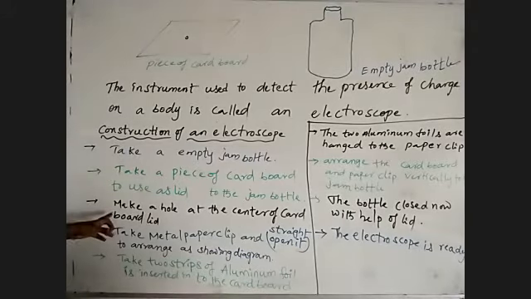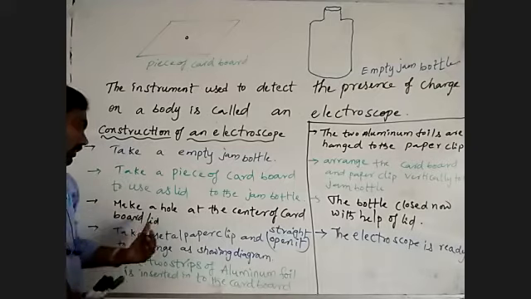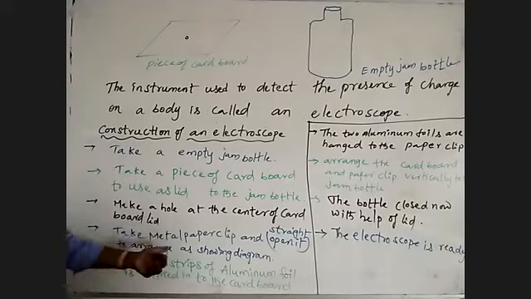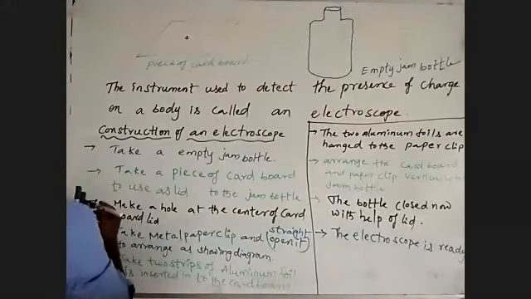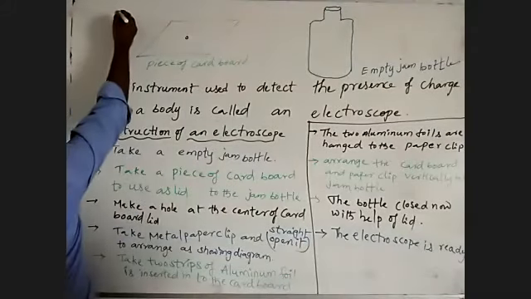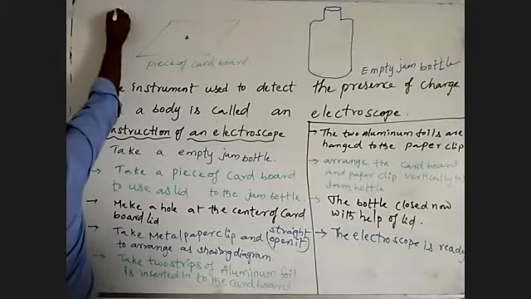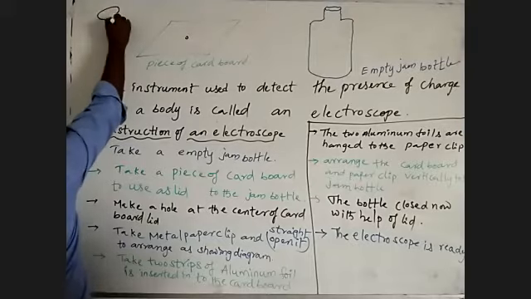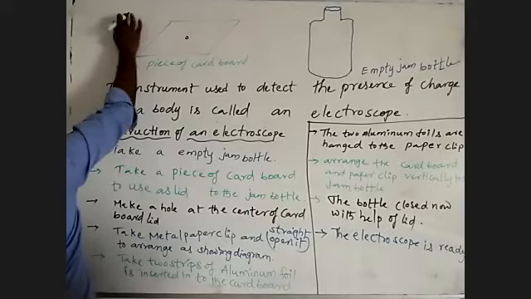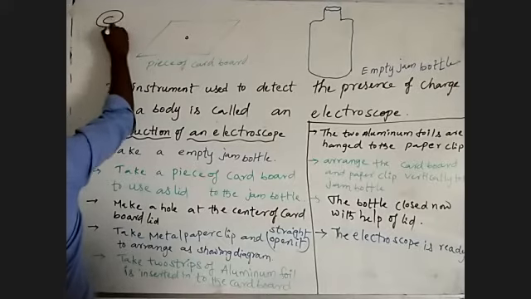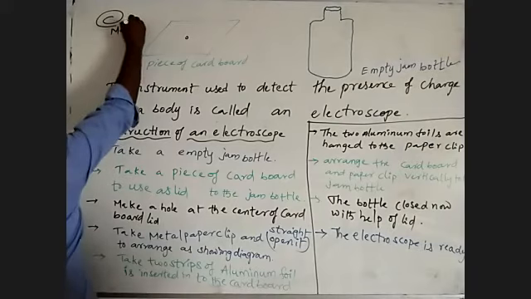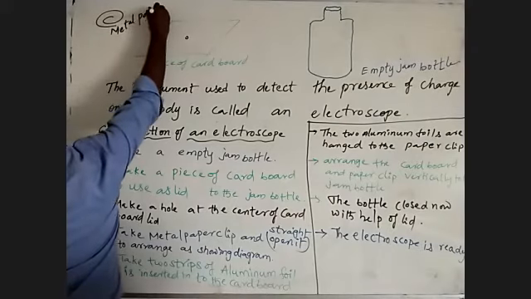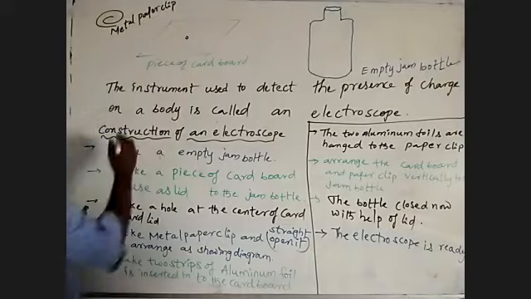Then after, make a hole at the center of the cardboard lid. Take a metal paper clip. See here, this is a metal paper clip. The shape of the metal paper clip.